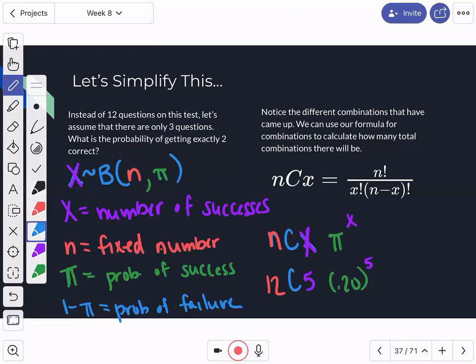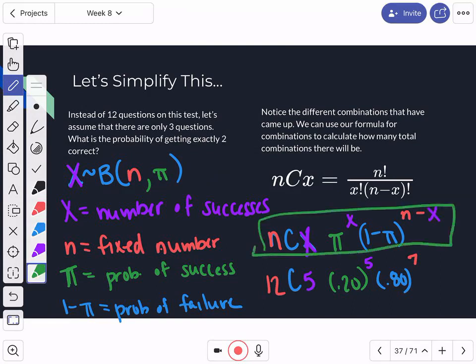And then we have 1 minus pi, in our case 0.8, and we raised 0.8 to the 7th power, right? How do we get that 7? We did the fixed number N minus the number of successes. This right here is what we call the binomial formula.